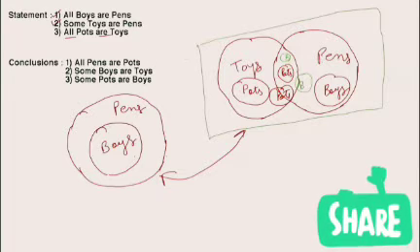All pens are pots. All the pens are pots. So look at this circle. If the pot is not here, if it is here, then all the pens are not pots. So it is not possible at all. Some boys are toys. If the circle boys is situated here, then there is no relation between the toys and the boys. So this conclusion is not followed. Some pots are boys. There is a possibility, but this can't be concluded. If the circle pot is here, and the circle boy is here, then this conclusion is not followed. So none of the conclusions are followed.